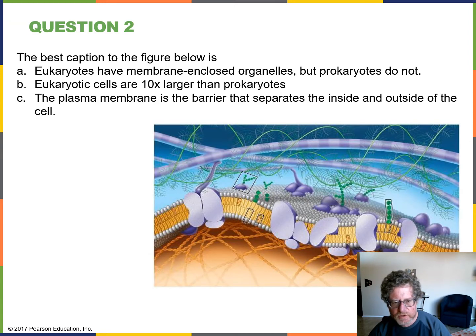Okay, question 2. What's the best caption for the figure below? Is it that eukaryotes have membrane-enclosed organelles, but prokaryotes do not? Is it that eukaryotic cells are 10 times larger than prokaryotes? Or is it that the plasma membrane is the barrier that separates the inside and outside of the cell? Okay, so A, B, and C are all true, but this figure is illustrating C. It's showing the plasma membrane, which is the barrier that separates the inside and outside of the cell.